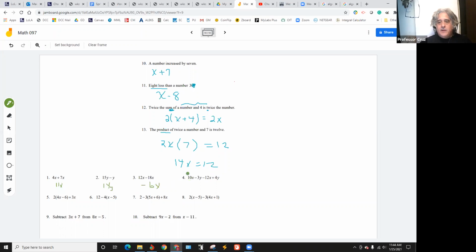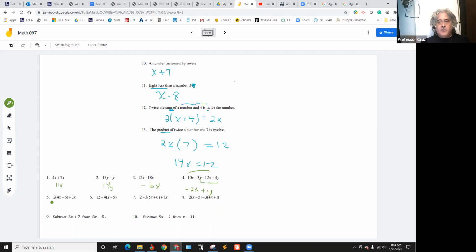On this, the x's are here and the y's there. So 10x and negative 12x, 10 minus 12 is negative 2x. Negative 3y plus 4y, so take the difference, and that's just a plain old plus 1y. Generally, you won't ever see a 1 in front of a variable because it's understood that that's just one of them.